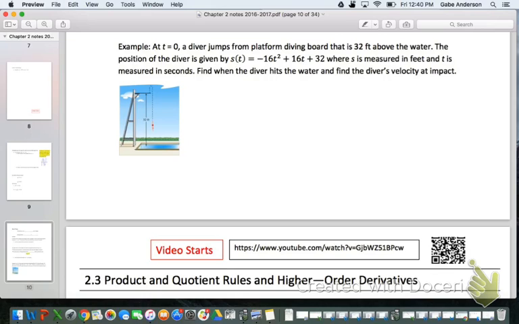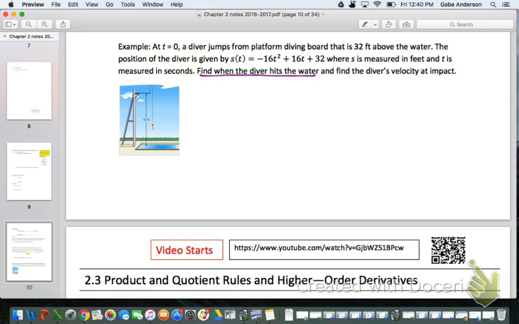So let's look at that first question there. Find when the diver hits the water. Any thoughts on a strategy there? Find when. So what kind of a question is when? Time. So find the time when the diver hits the water. What do you think about hits the water? What does that mean? What is 0? The height. The height is 0. So what could I do? Okay, so solve which quadratic? Set equal to 0. There you go.